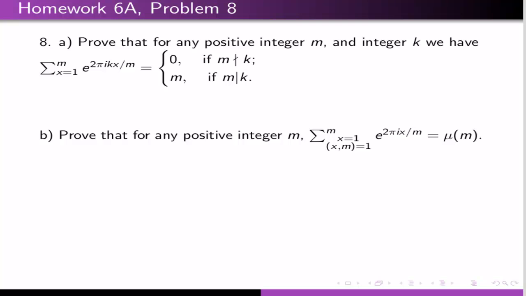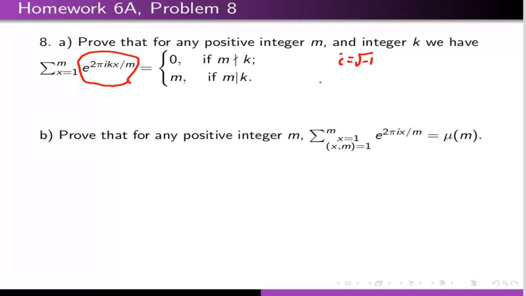Number 8. Okay, the sum for x going from 1 to m of e to the 2 pi i kx over m is 0 or m. So make sure we're looking at the same thing here. In that expression, x is an integer, k is an integer, i is the imaginary unit. So that's what we're looking at right here.